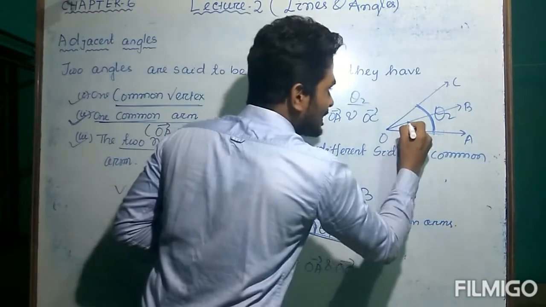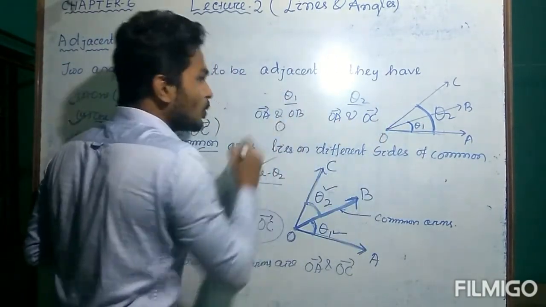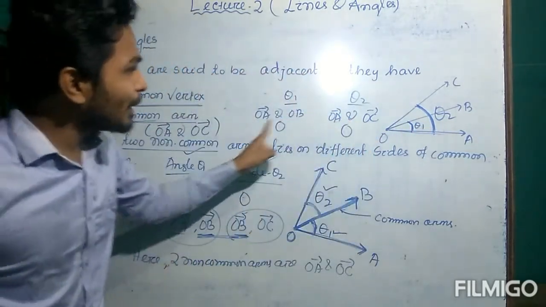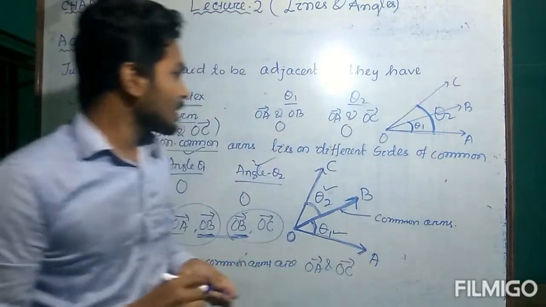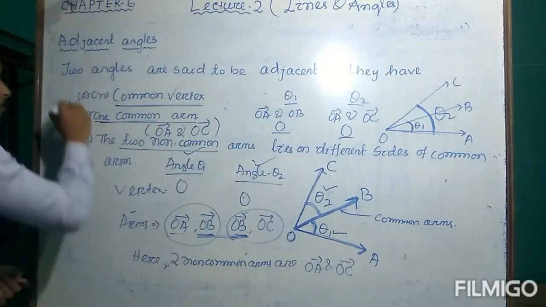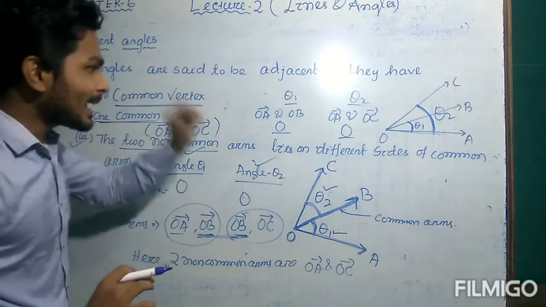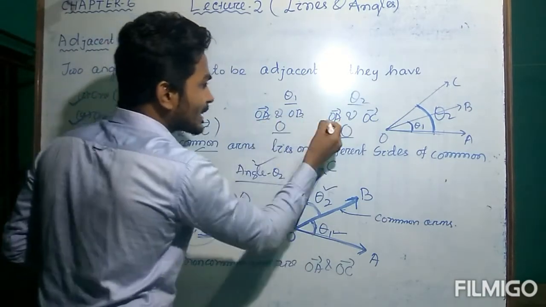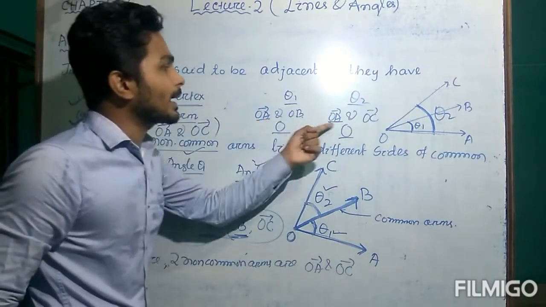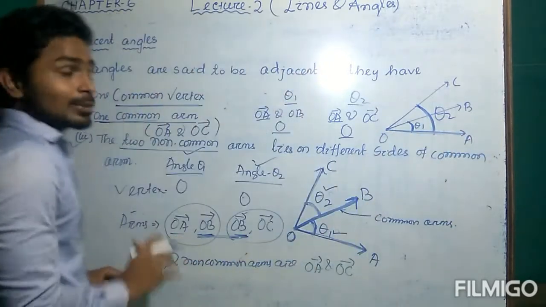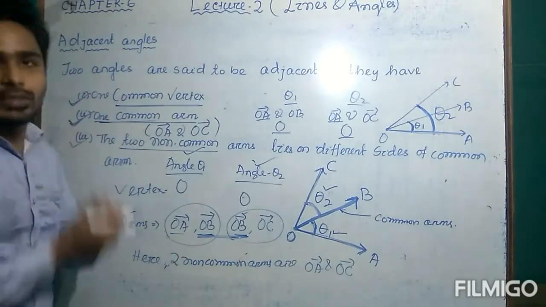Right? Now, for the angle theta 1, we have a vertex, that is O. For the angle theta 2, we have another vertex, that is also O. Now, compare these two conditions. You can see they have a common vertex. That means they follow the first condition. Next, if you compare the arms, then you can see they have a common arm OA. OA is common to both theta 1 and theta 2. So they also satisfy the second condition.